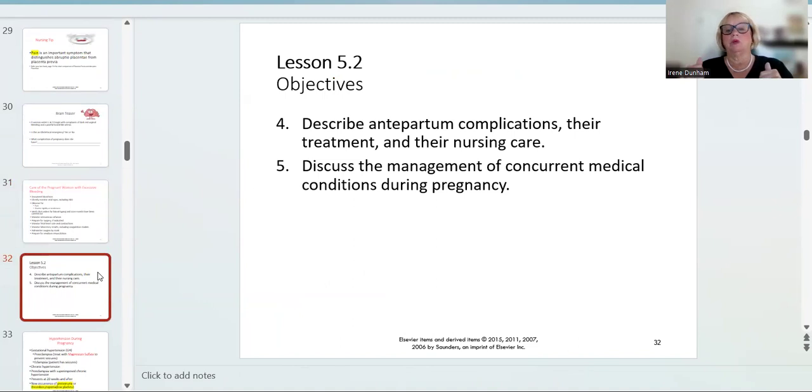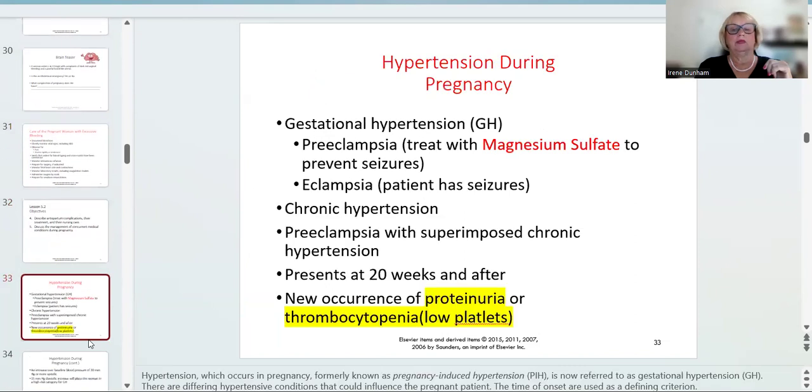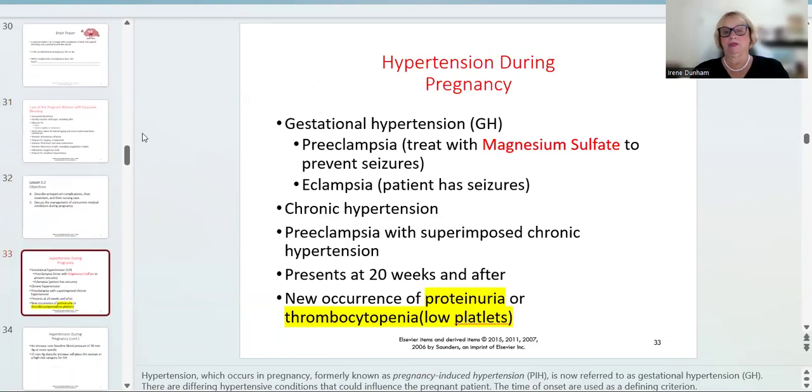Okay, so now we're going to go on. We're going to describe some antepartum complications of treatment and nursing care and discuss the management of medical conditions during pregnancy. So what's our first one? How about hypertension? Absolutely, because this will be on exam number 1.